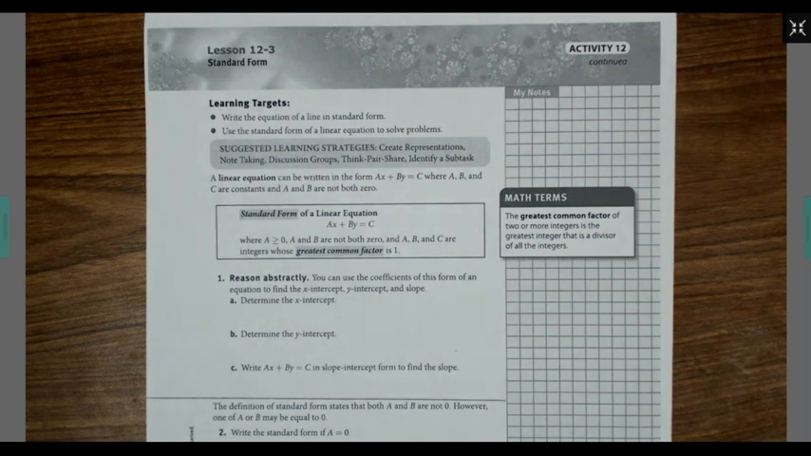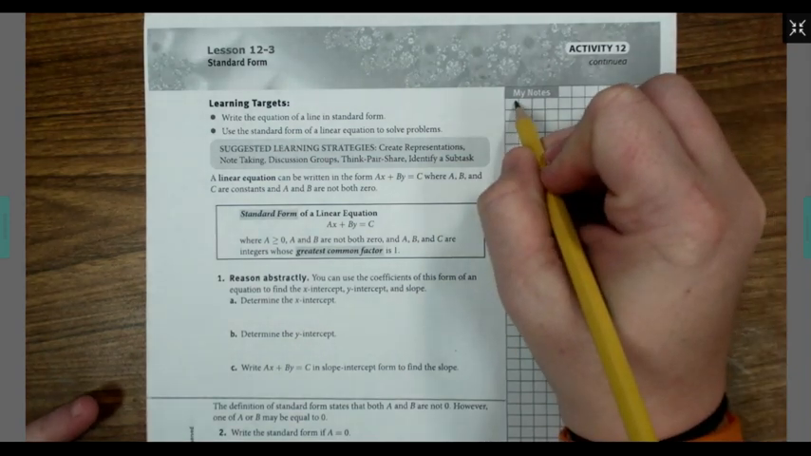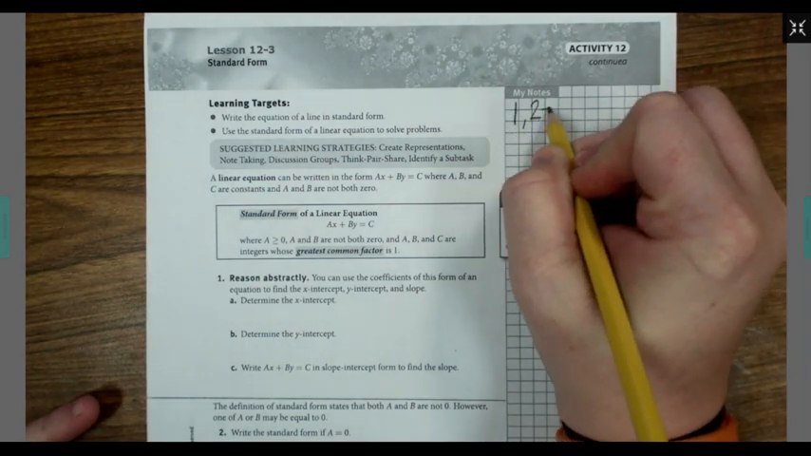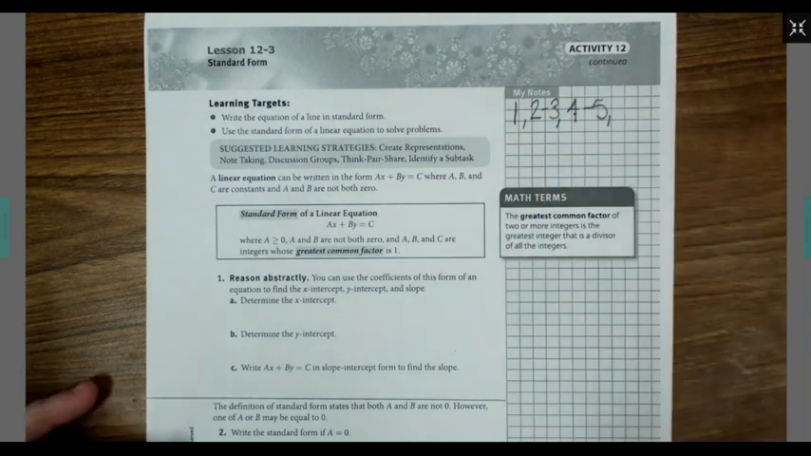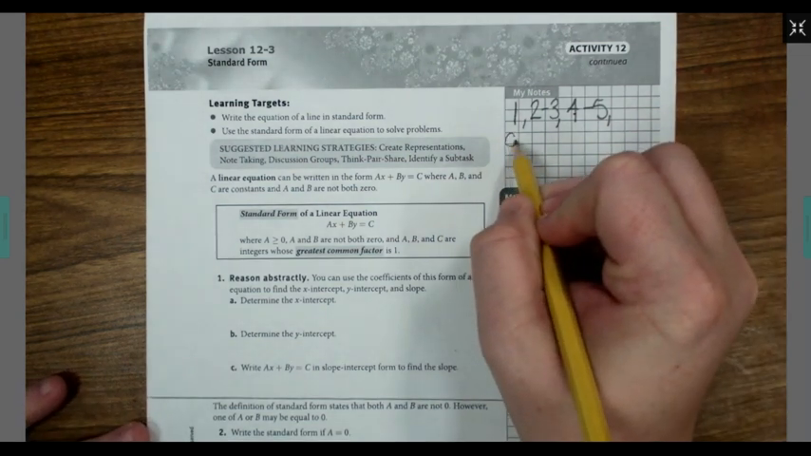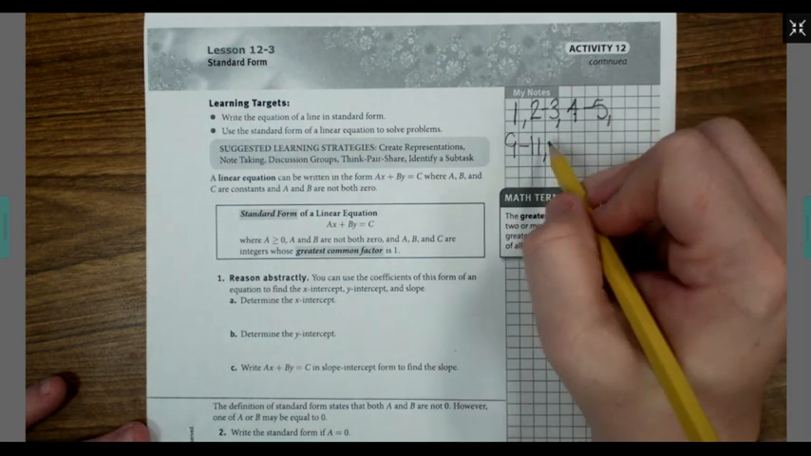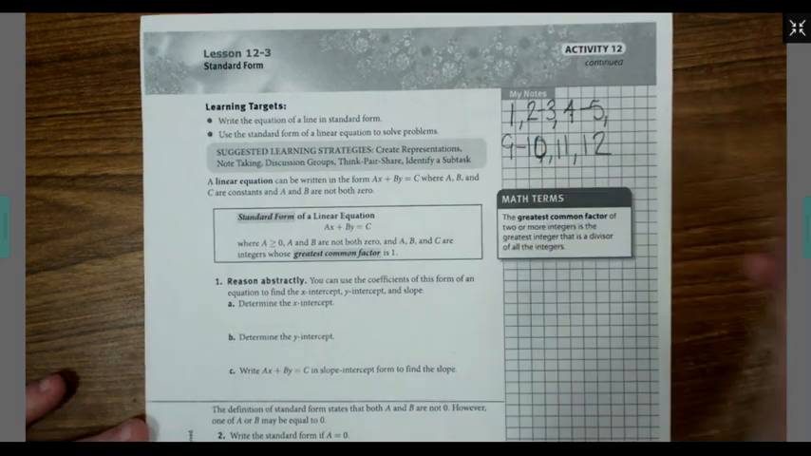Today we will be covering Lesson 12-3 on standard form. This lesson will be chunked into 6 separate sections. We will cover question 1, questions 2 and 3, questions 4 and 5, questions 9 and 10, question number 11, and then question number 12.